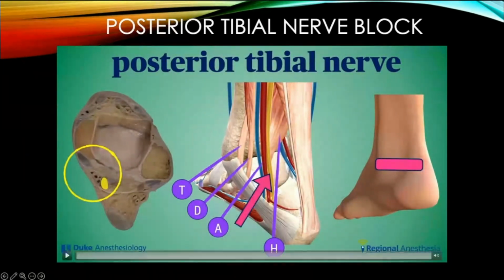This also shows the picture of the orientation of the tendons and also the artery and also the nerve in the ankle. So we can see this is the medial malleolus, and also the posterior tibial nerve is located actually posteriorly to the posterior tibial artery.